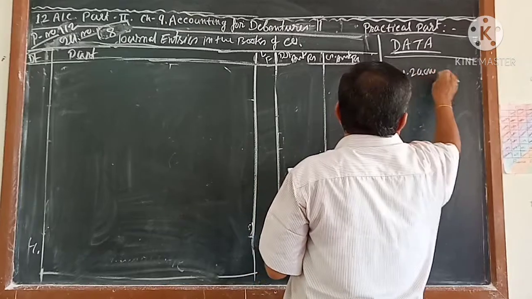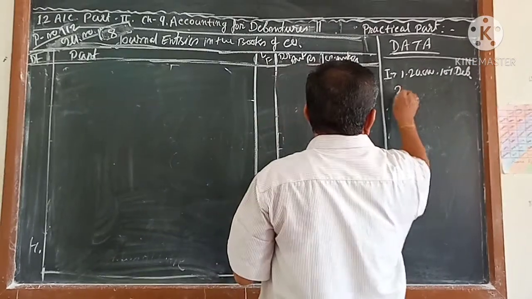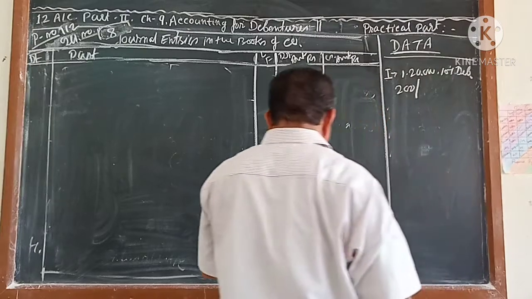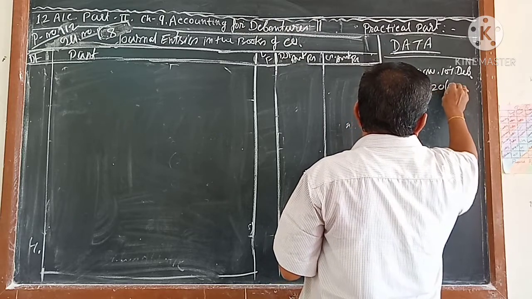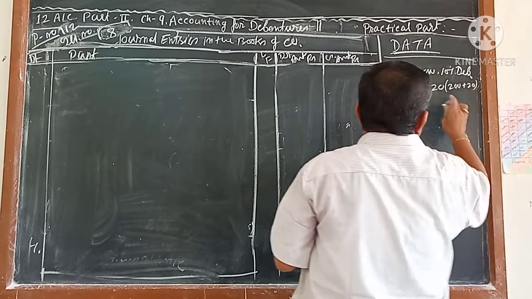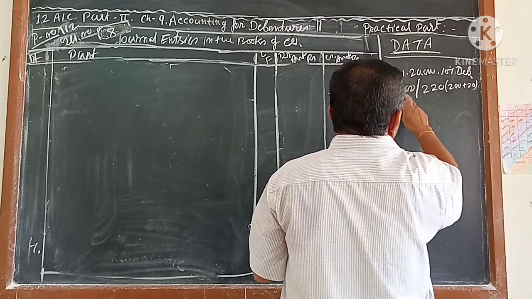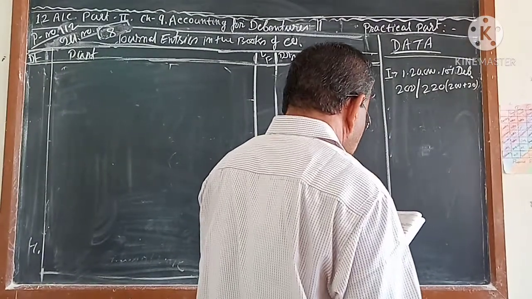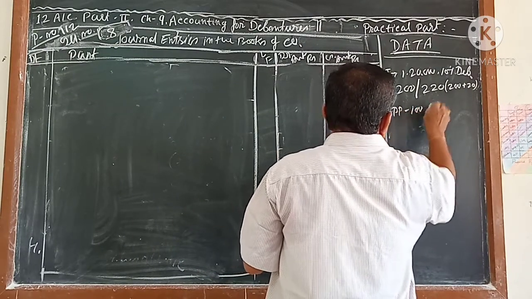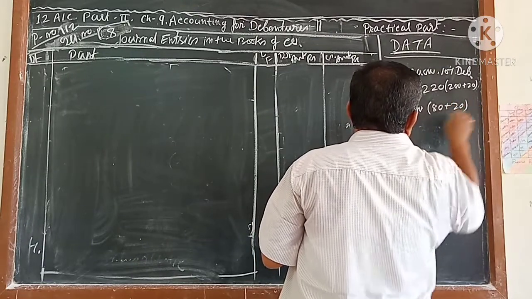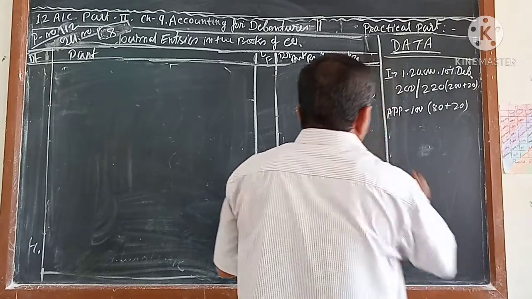1,20,000 10% debentures at rupees 200 each, but at a premium of 20. That means 220. You understand that. 200 plus 20. 200 is the face value, but the company is going to take 220, because 10% of 200 is 20, so 220 including premium. On application it is taking 100. This 100 is equal to 80 plus 20. 80 is the face value, 20 is the premium.